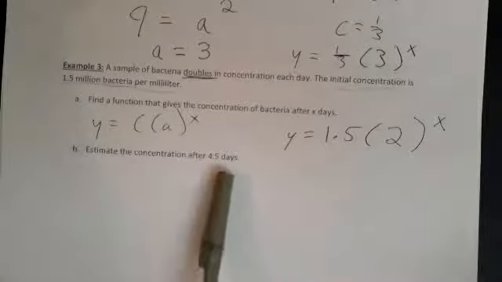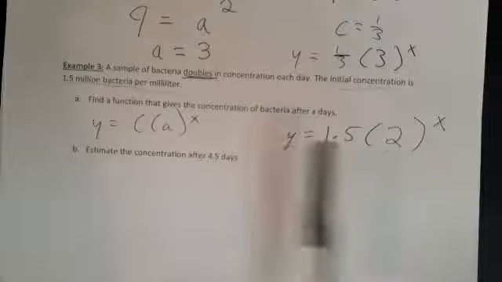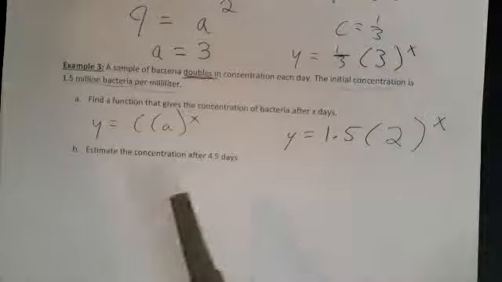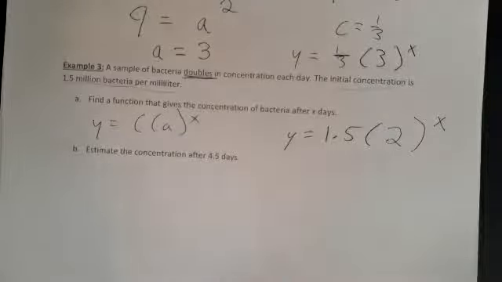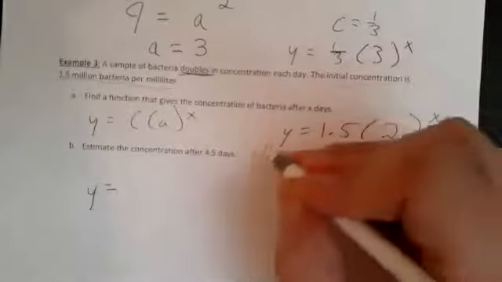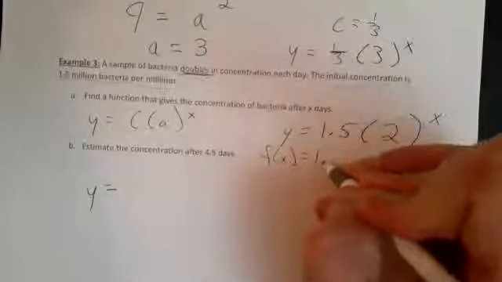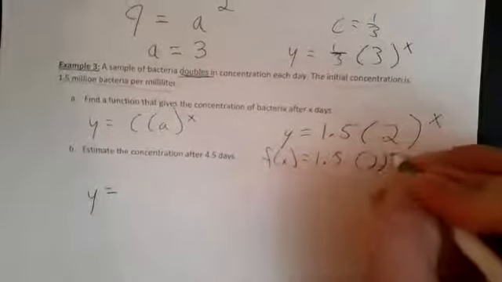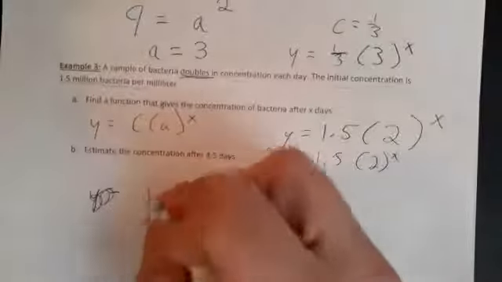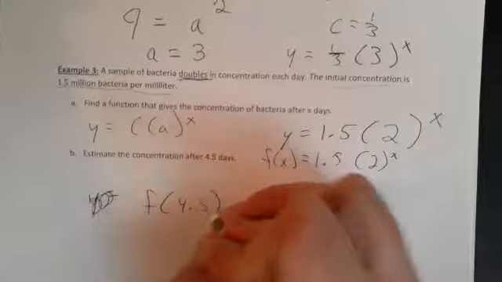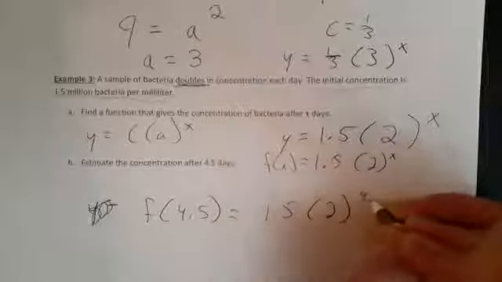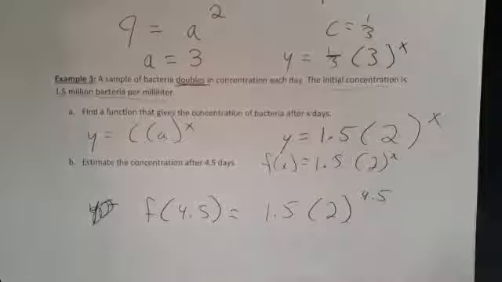And now if they give us 4.5 days, well, this is the amount of days, this is the bacteria concentration. And so what they're giving me, this is an x variable, so I just need to fill in an x variable. And they did say function, so I guess I should say f of x instead of y. I know I'm being a little lazy with that. Technically, that's the function notation. So I guess I could say f of 4.5. So I'm filling in 4.5.